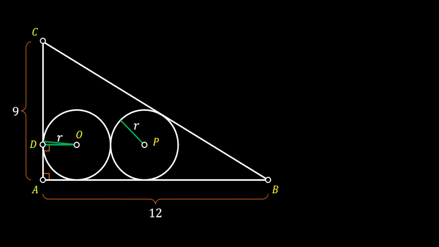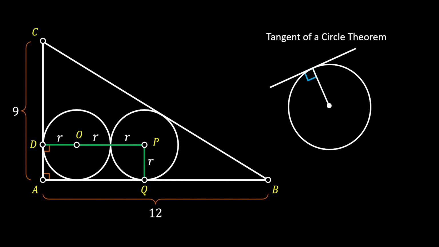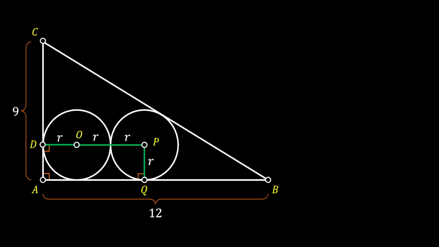Let's continue on by rotating again the radius of our left circle horizontally, but this time to the right. Then we will rotate the radius of our right circle horizontally, like so. Then, for the final time, we will rotate the radius of our right circle, this time vertically. Here you can notice that it will intersect the base of our triangle at the point which we can label as Q. Now here we will again use the tangent of a circle theorem, since the line AB is tangent to our right circle. This means that the angle at the point Q will be the right angle as well.